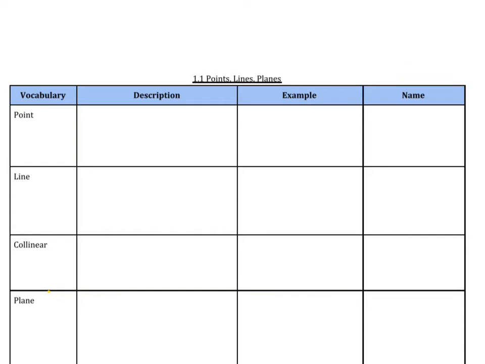Hi everyone. So here are your notes for 1.1 points, lines, and planes. Now these three figures or objects that we are about to talk about are basically the building blocks of geometry. So let's go ahead and get started with the first description, and that is a point.